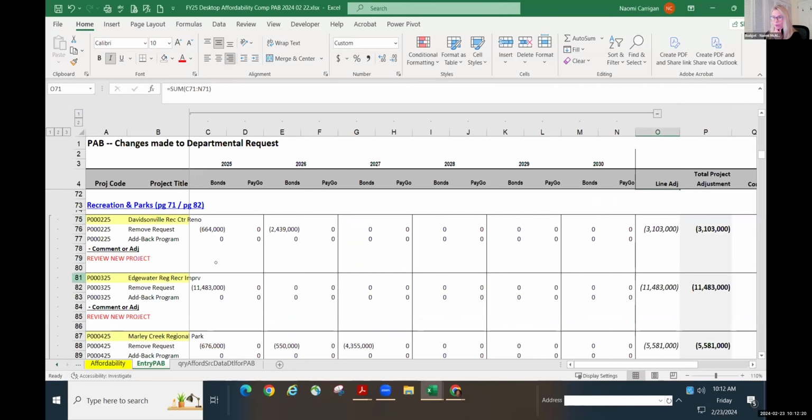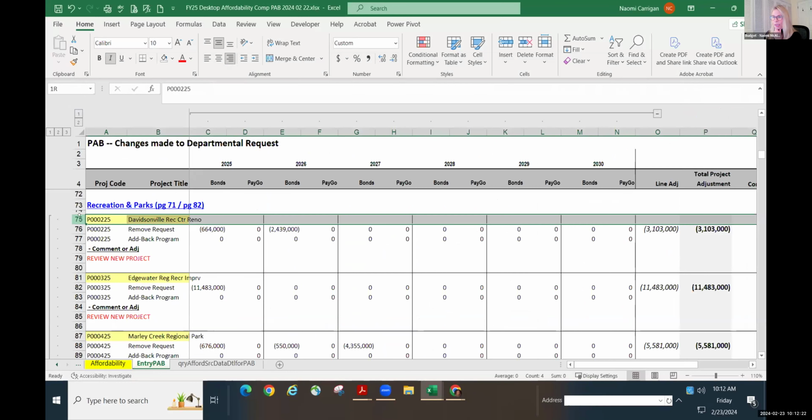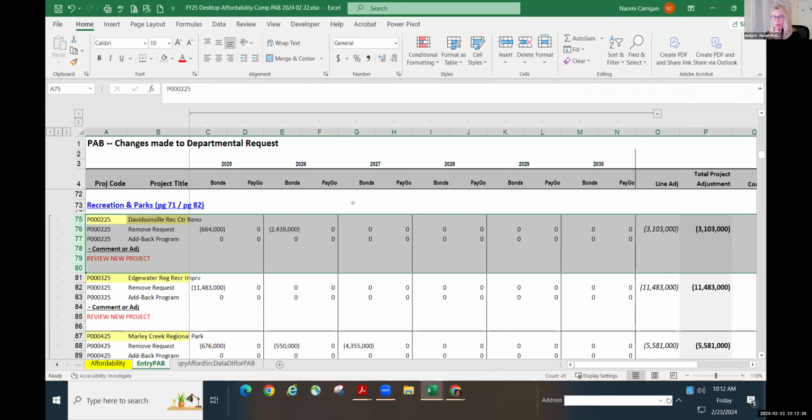So in moving back to the affordability worksheet, taking a look at the Davidsonville Rec Center renovation. If you recall, this is the one where there are significant renovations going on an annual basis. And so she felt that this would mitigate the continual repairs that have been required in the past few years.